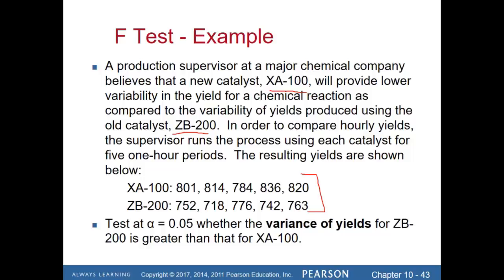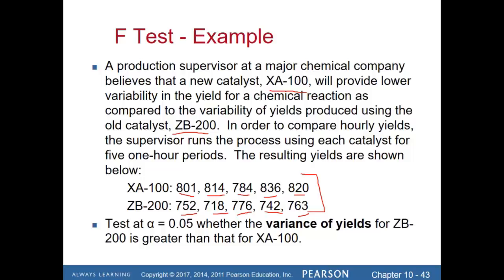And so in 5 1-hour periods, we have the results shown in some sort of units. Maybe this is grams or pounds, or I don't know what units these values are measured in, but we've got 5 different results from our 5 different 1-hour periods for each of our 2 catalysts.